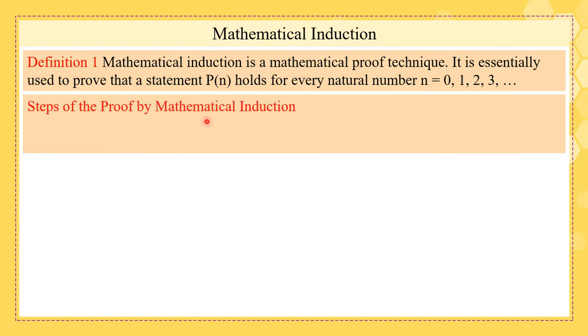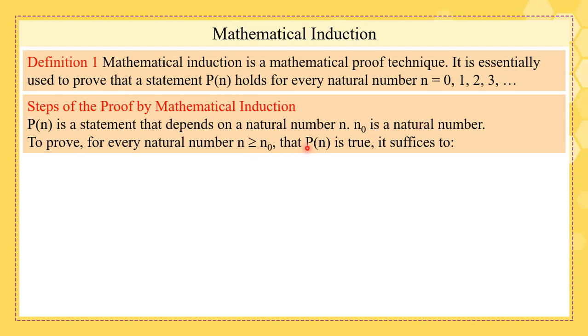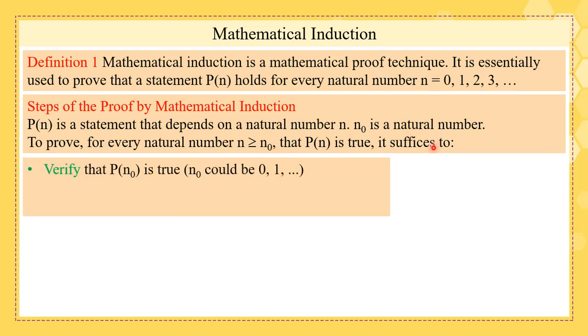Let's see how. Now we have steps of the proof of mathematical induction. Let's say P of n is a statement that depends on a natural number n. So it's a statement that is given in terms of n, and n0 is a natural number. To prove that P of n is true for every natural number n greater than or equal to n0, it suffices to verify that P of n0 is true. N0 in this case could be 0, 1, 2. In other words, we need an initial point. So P of 0 is true, P of 1 is true, P of 2 is true, and so on.